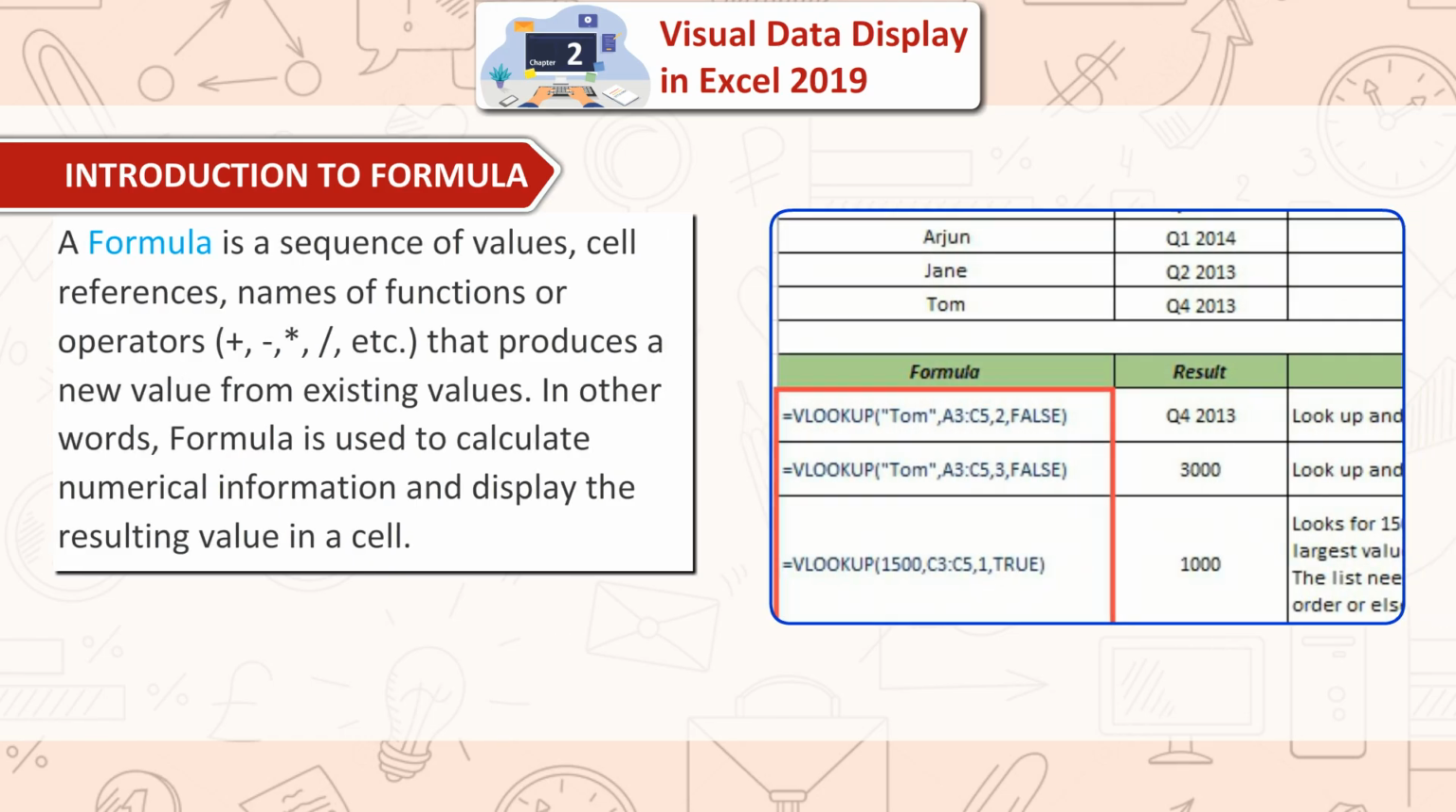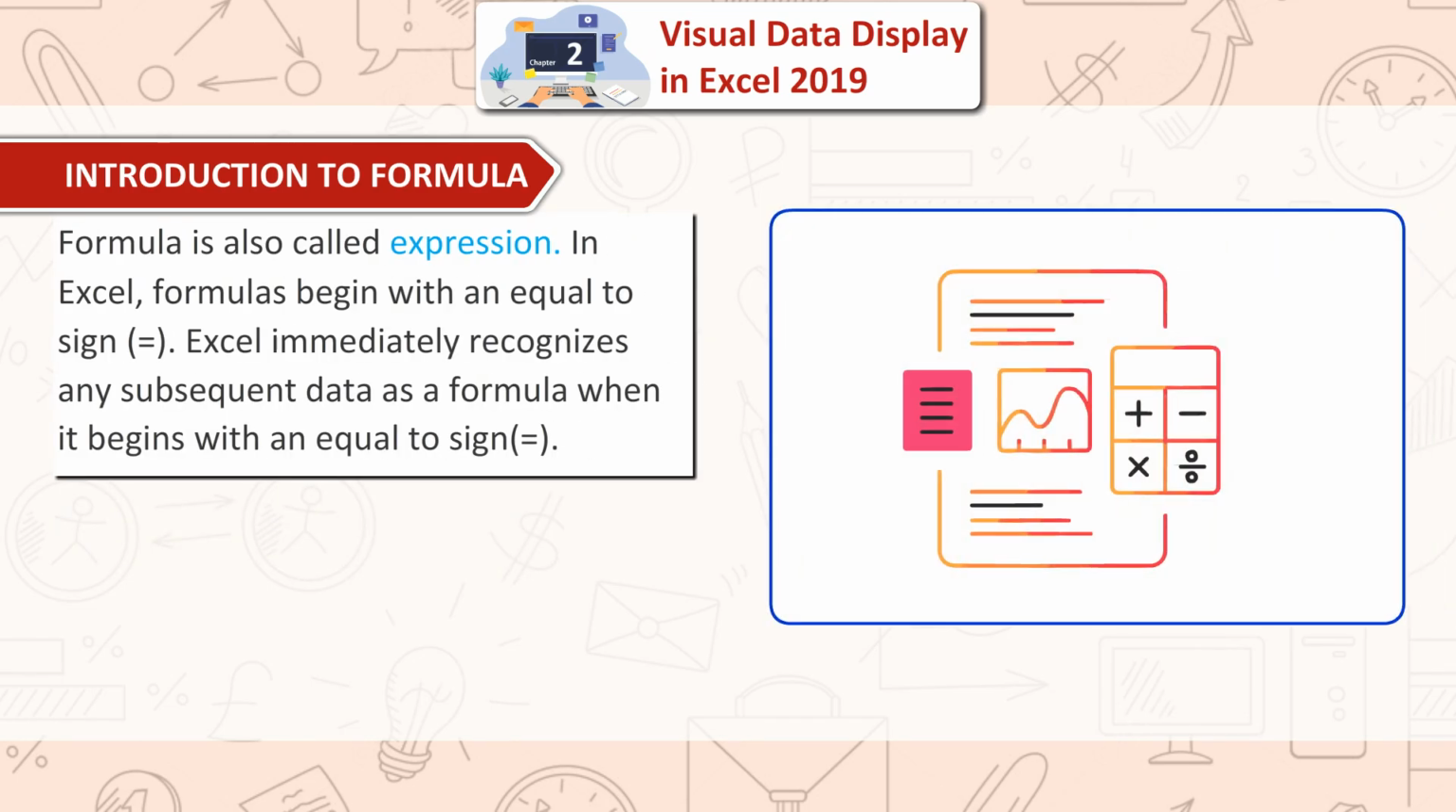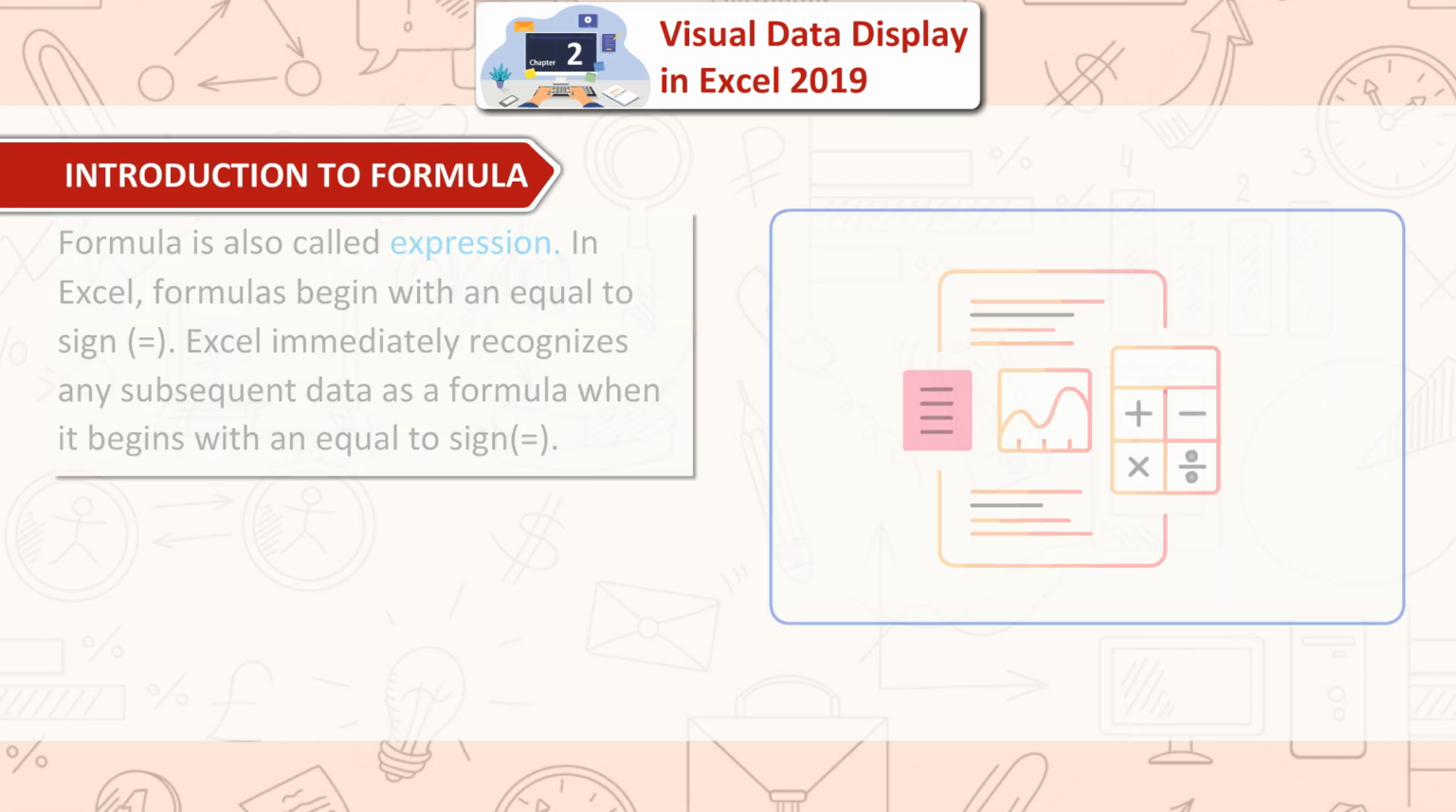A formula is a sequence of values, cell references, names of functions or operators, etc. that produces a new value from existing values. In other words, a formula is used to calculate numerical information and display the resulting value in a cell. A formula is also called an expression. In Excel, formulas begin with an equal to sign. Excel immediately recognizes any subsequent data as a formula when it begins with an equal to sign.